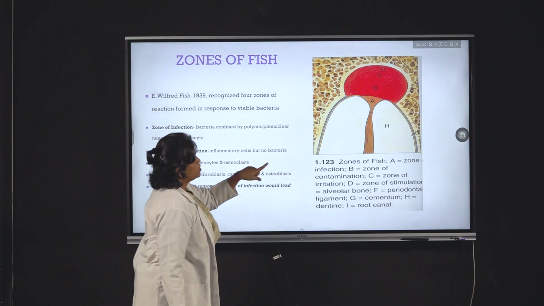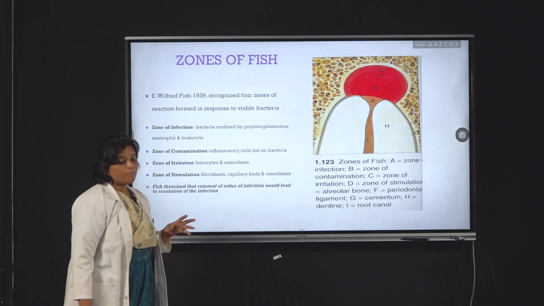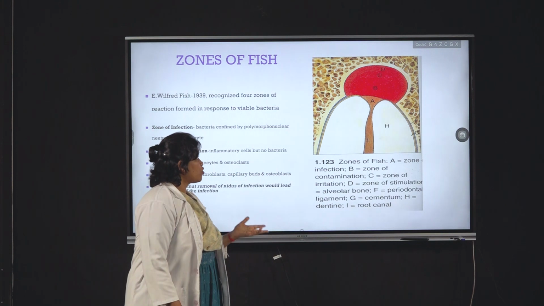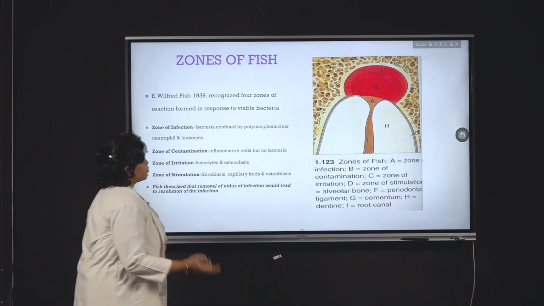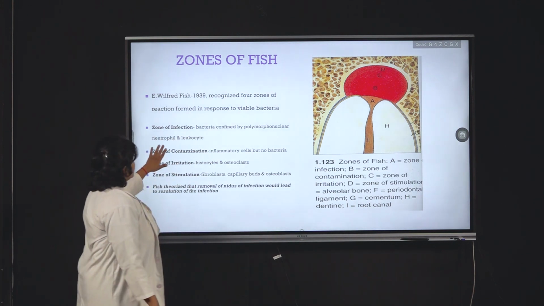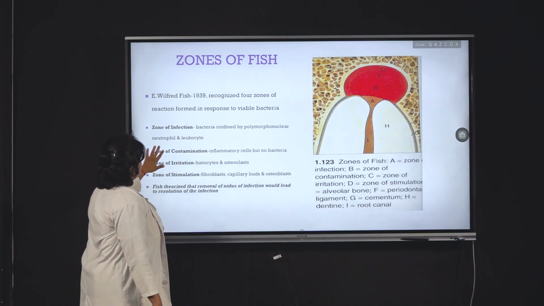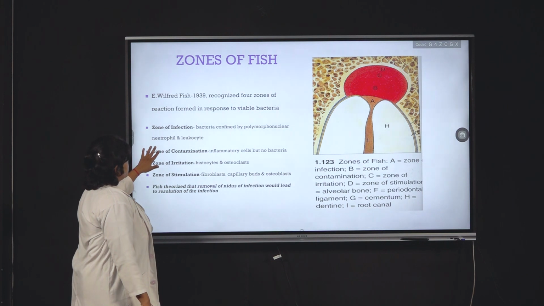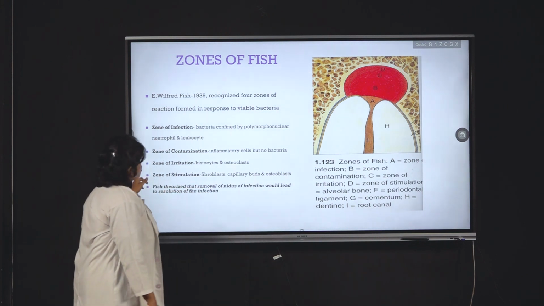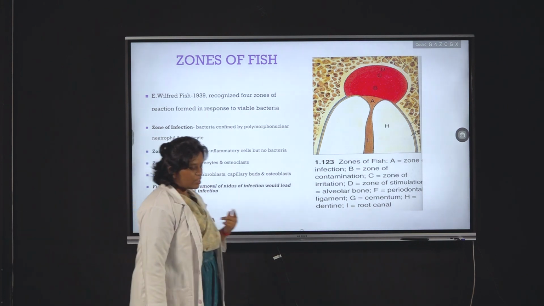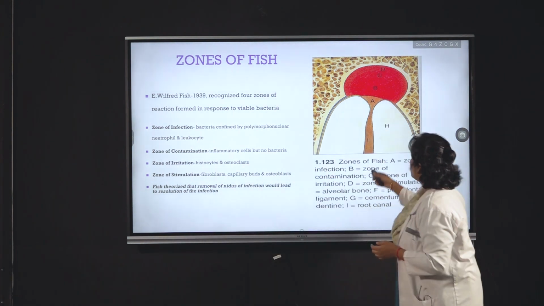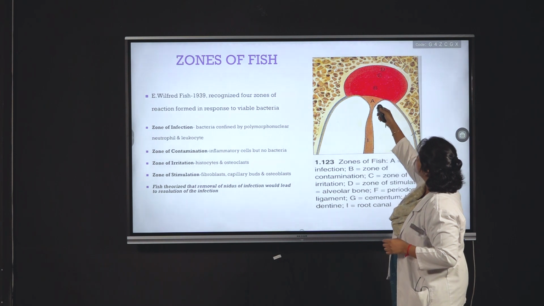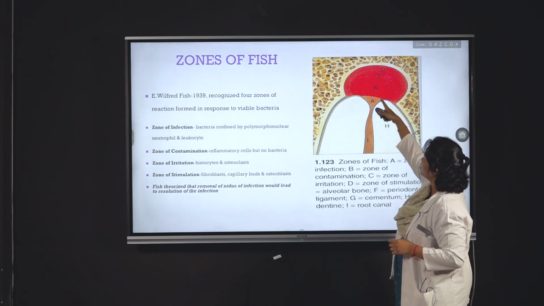Whereas zone B is the zone of contamination, where we can see some bacterial byproducts, right? We can also see the toxic reactions happening because of the bacterial byproducts. And zone A is completely filled with polymorphonuclear neutrophils and leukocytes, whereas in the zone of contamination we can see various inflammatory cells but not the bacteria. As we move out from the periapical area, the zone of infection reduces, and the number of bacteria reduces.